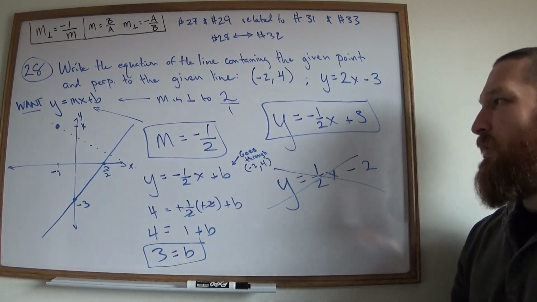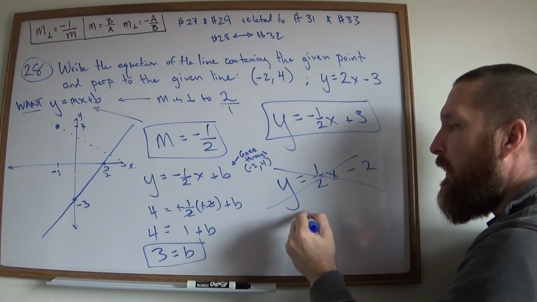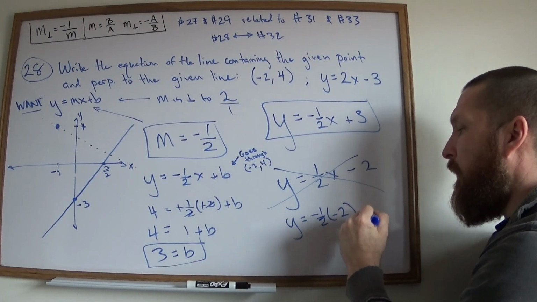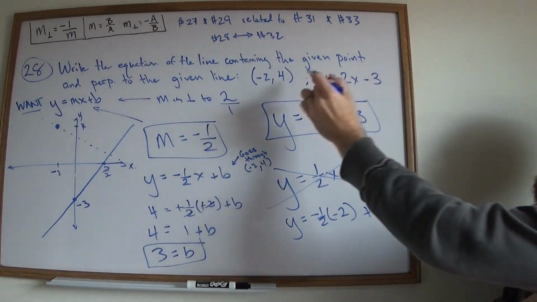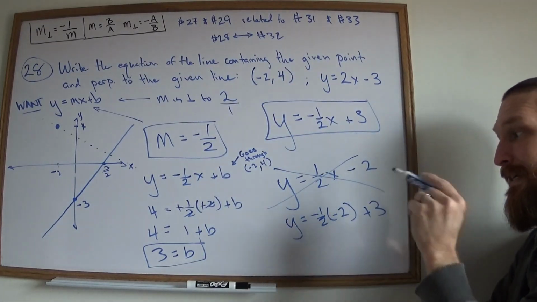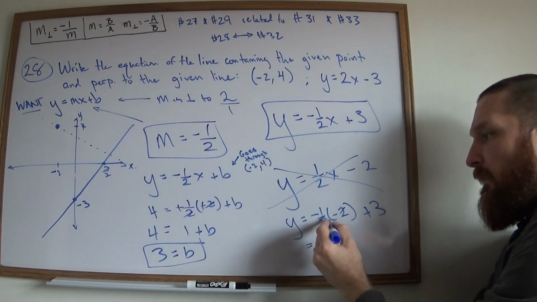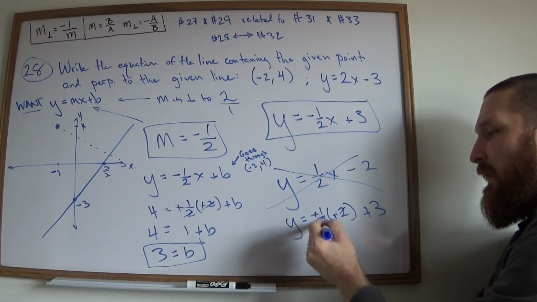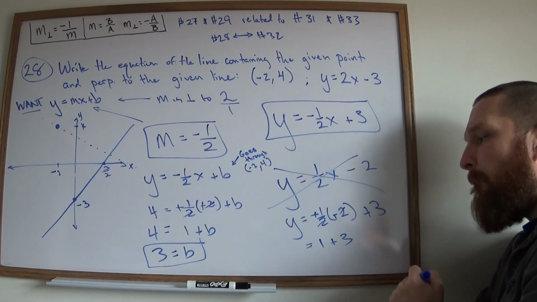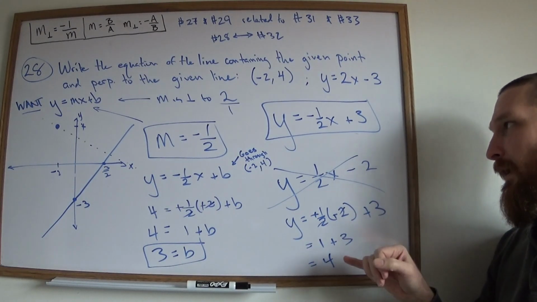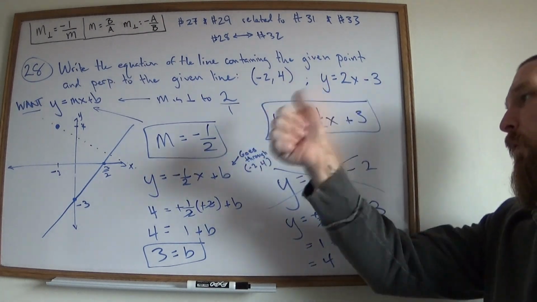But it's nice to just check that if I plug a negative 2 into here, minus 1/2 times negative 2 plus 3, right? I'm just checking that this point is there. When x is negative 2, does y equal 4? Well, the negative and the 2 and the 2 cancel, negative and negative make positive. 1 plus 3. 1 plus 3 is 4. So yes, when I plug in a negative 2, I get out a positive 4, so it does work.